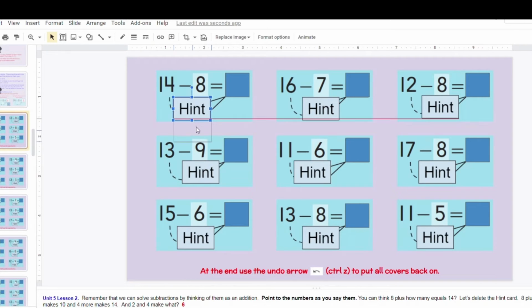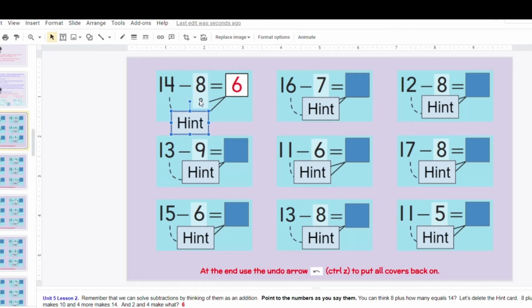So let's take 8 and we're going to add up until we get to our 14 number. So 8 and 2 makes a 10. You have 2 fingers up on one hand. How many more makes 14? 4. How many fingers do you have up all together? 6. Let's say it together.